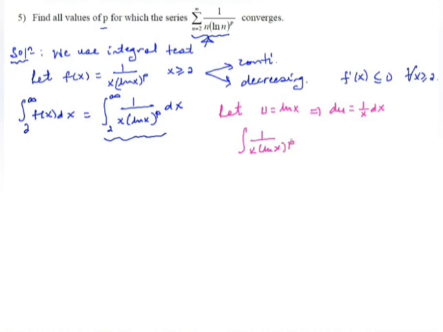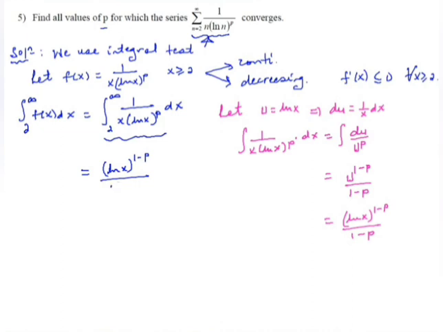So the integral of 1 over x times (ln x) to the power of p becomes the integral of du by u to the power of p. This gives u to the power of 1 minus p over 1 minus p. So the given integral becomes (ln x) to the power of 1 minus p over 1 minus p, which we evaluate from 2 to infinity. Now, for this integral to converge, or have a finite value, what should p be?